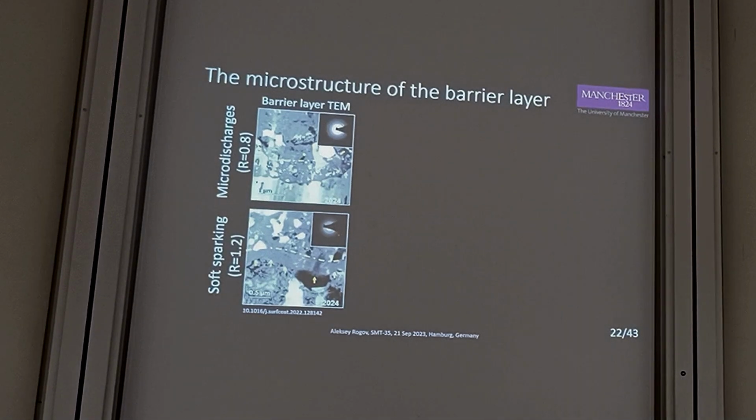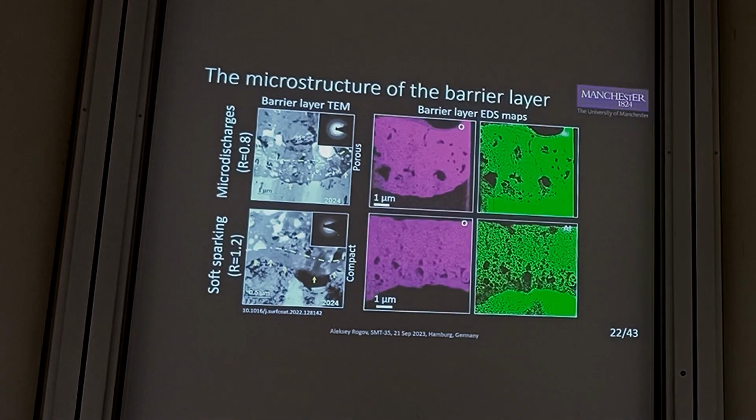It's also interesting that the microstructure of the barrier layer in soft sparking mode is represented by much denser and less porous material, whereas in microarcing coating, we can see many small pores and the presence of some crystalline phases. It's also interesting that EDS analysis of the barrier layer revealed that in soft sparking conditions, we have a depletion of aluminium species, which may also be indirect evidence of the presence of hydrogen in various forms, which cannot be detected by EDS.